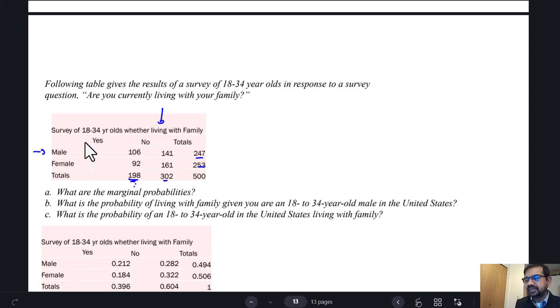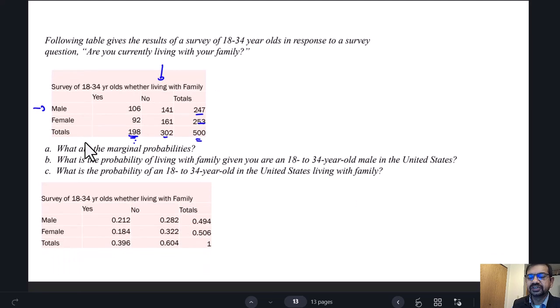To calculate probability, we often divide all these numbers by our raw or grand total, which is 500. So the next table is essentially all of these numbers divided by 500. So this table is called the marginal probabilities, or the relative probability table. The marginal probabilities are the totals that we get for each either column or addition of various rows.